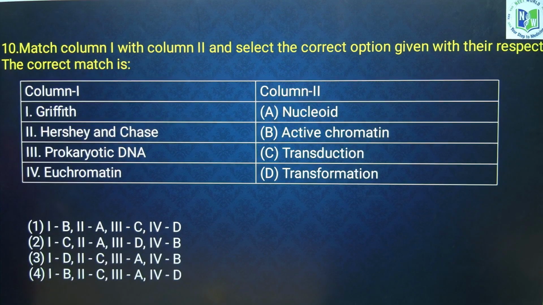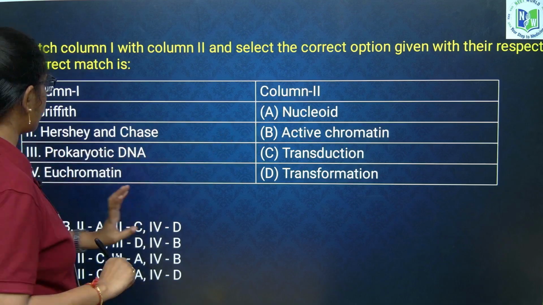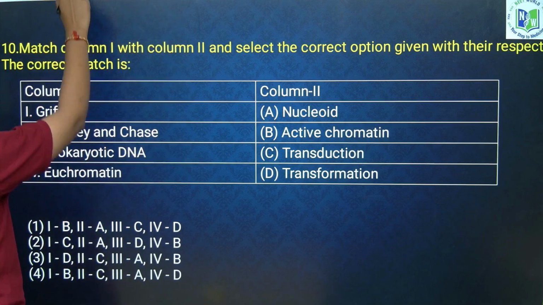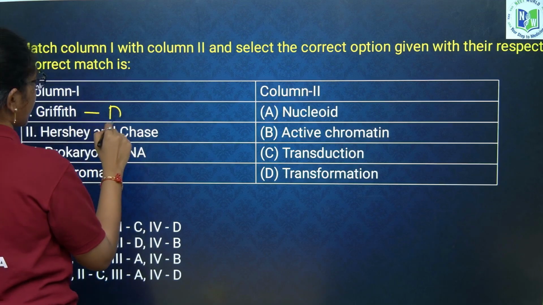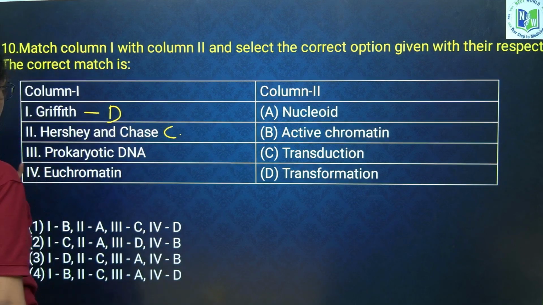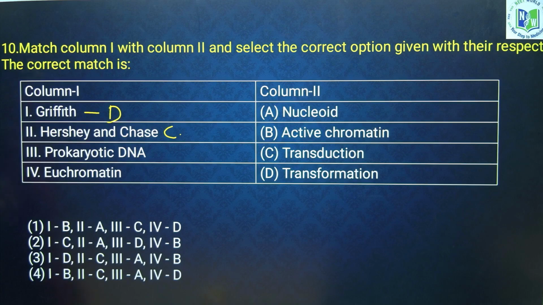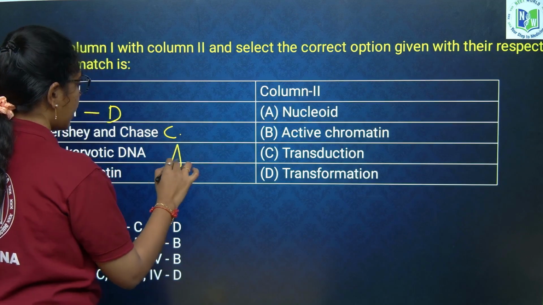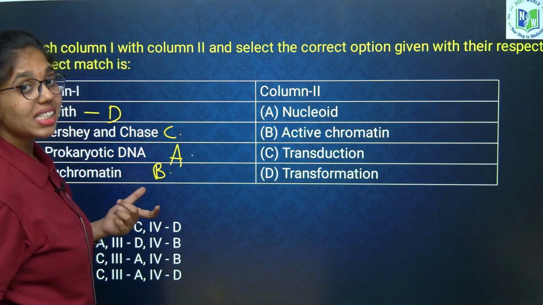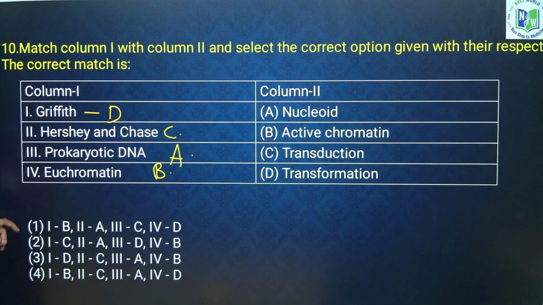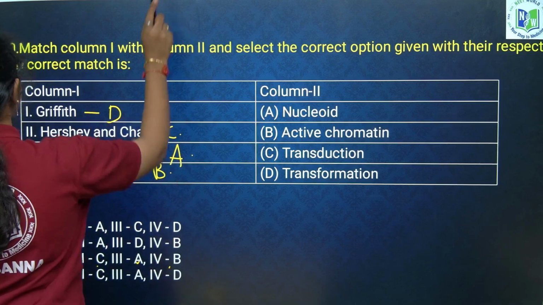Next, scientists is given and their activity is provided. Griffith gave us the transforming principle, that is option D. Hershey and Chase transduction, option C. Prokaryotic DNA, we will call it as nucleoid A. Euchromatin is an active chromatin. B. Heterochromatin is inactive chromatin, which is densely packed. So here if you see 1D, 2C, 3A and 4B, option 3 is the correct answer.